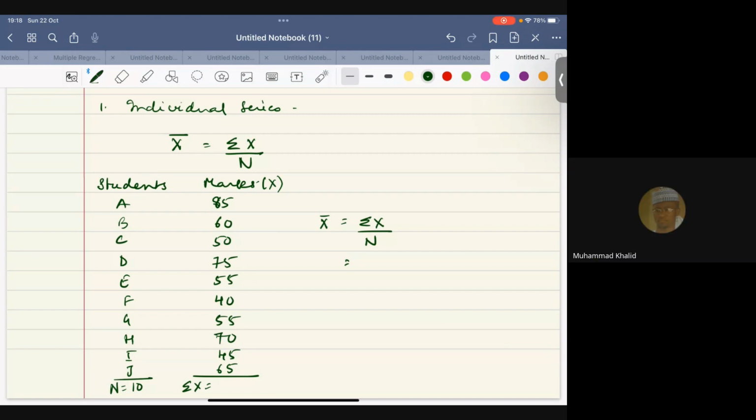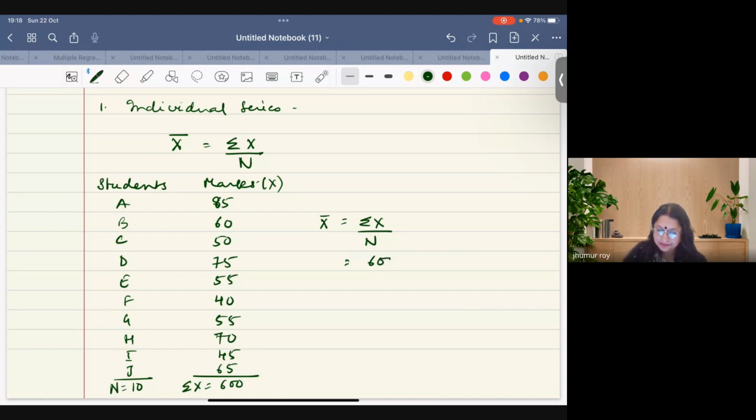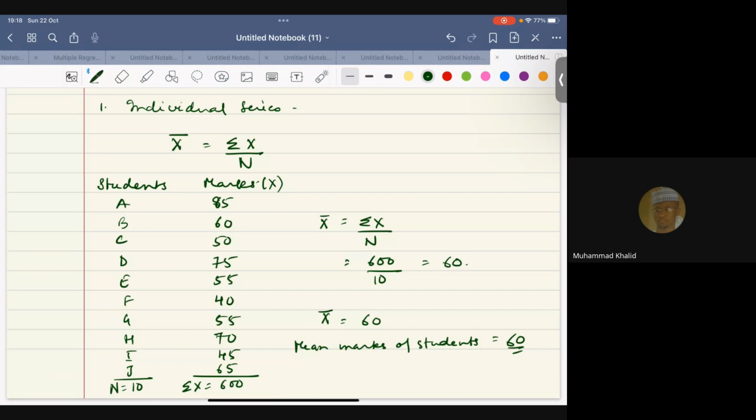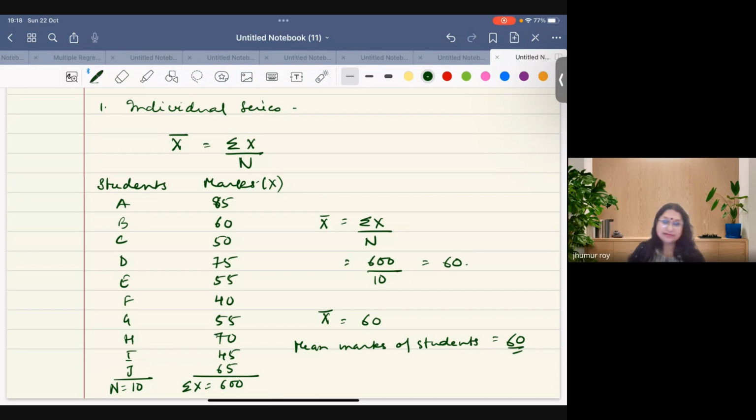Yeah, correct. So this 600 divided by 10 is equal to 60. So in this case, simply you can say that the mean marks of the students is equal to 60. Sorry, not 600, 60. Okay, so is everybody clear? This is the first method where we are talking about the individual series. Yes, correct. Everybody has given the correct answer here. So this is the first series.